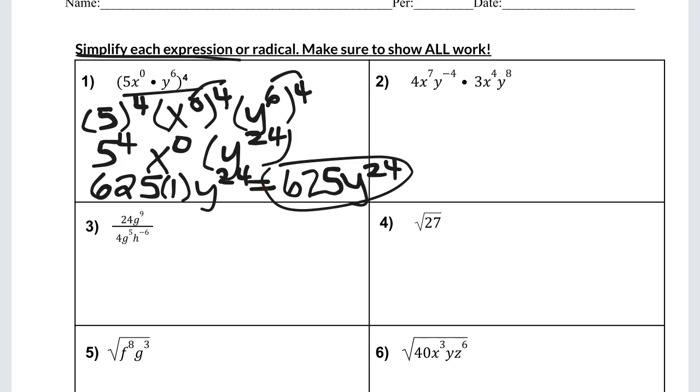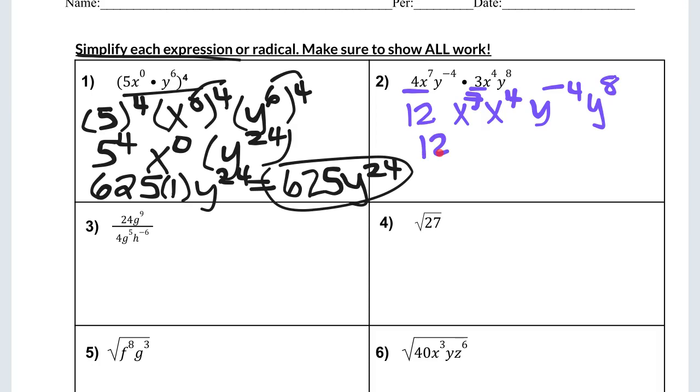Example 2, we would multiply the coefficients. 4 times 3 is 12. And now we have product of powers, but we're going to group them based on base. Base is x, so x to the 7th and x to the 4th. Group based on base y to the negative 4, y to the 8th.